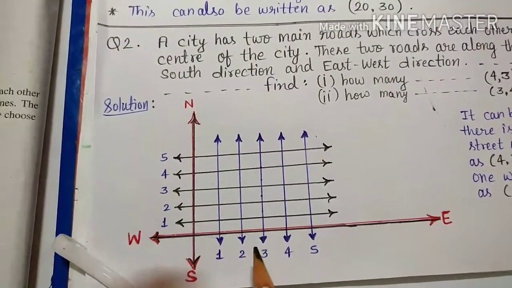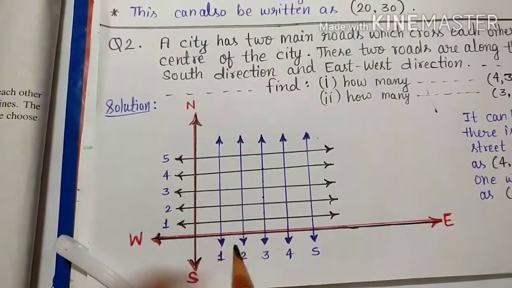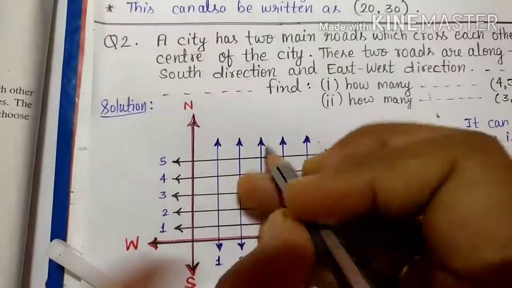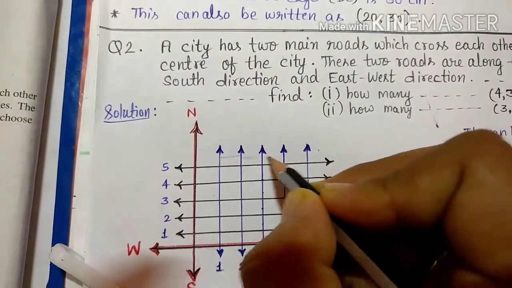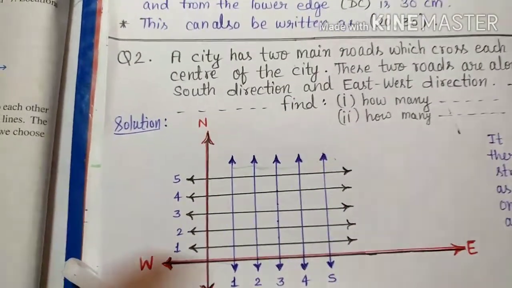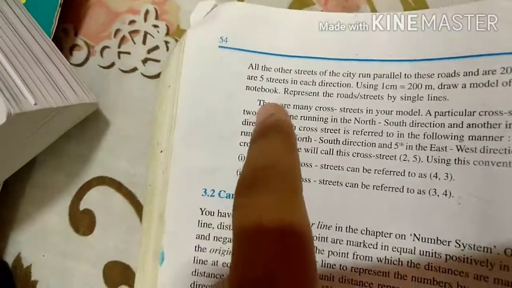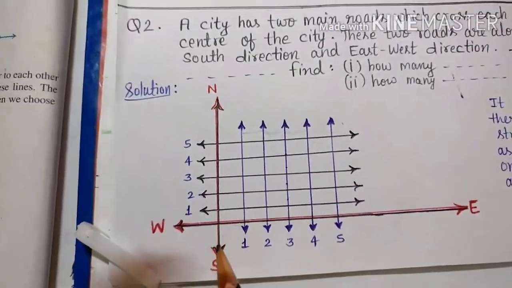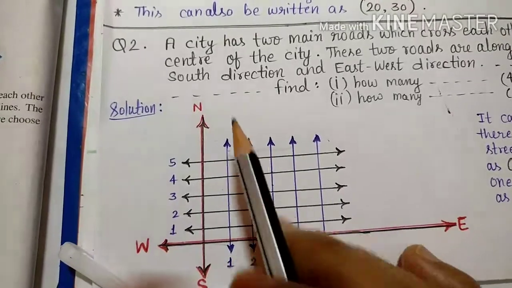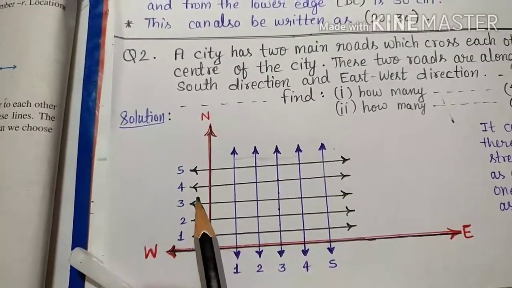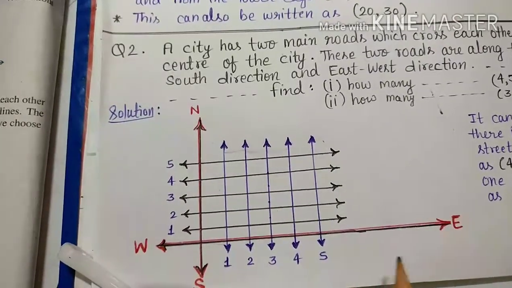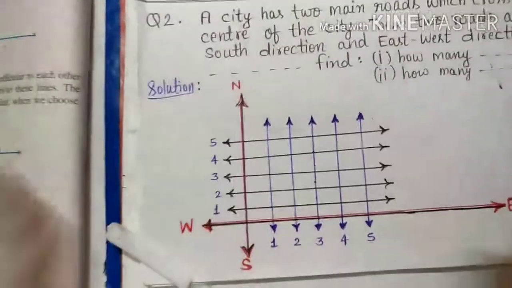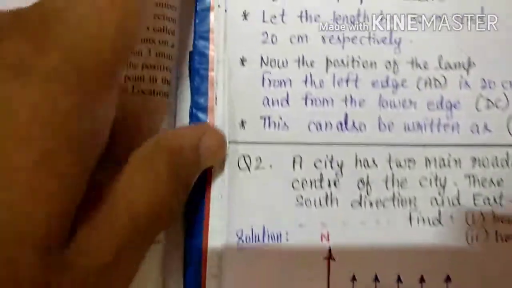So these are the roads which are parallel to these two roads, and how much distance is there between them? 200 meter. Now they are saying there are 5 streets in each direction. So you have seen 1, 2, 3, 4, 5 streets in the north-south direction, and 1, 2, 3, 4, 5 roads, or you can say streets, in the east-west direction. These are the streets only, 5 in each direction.